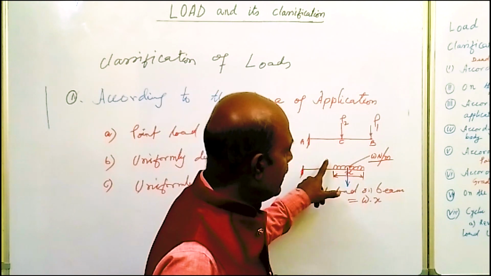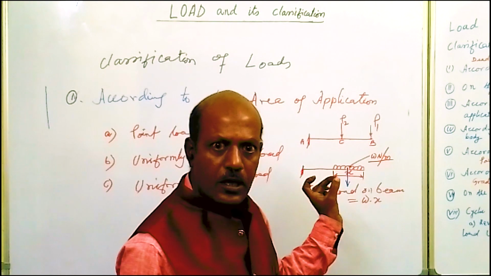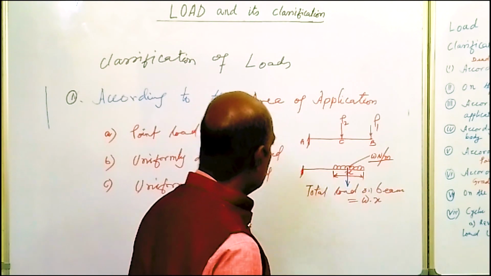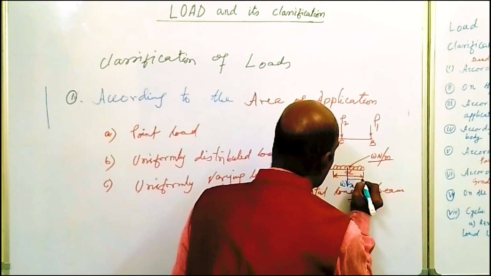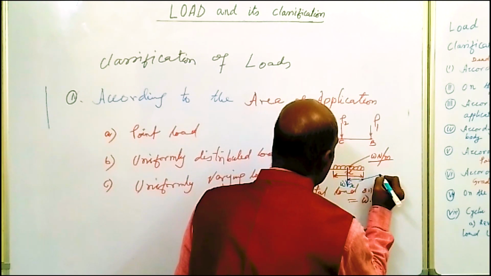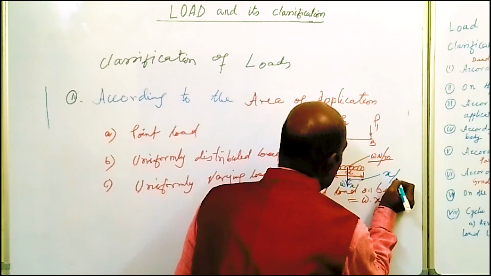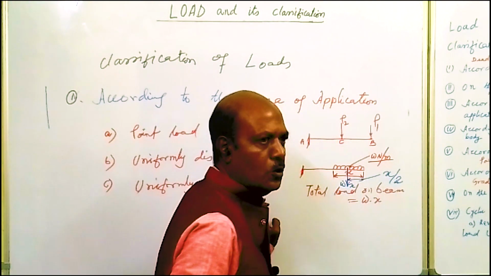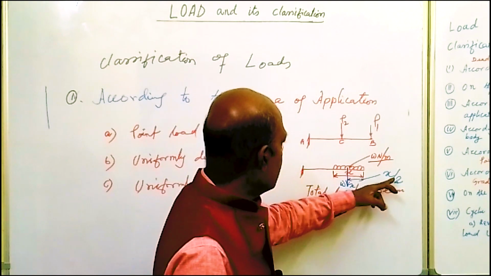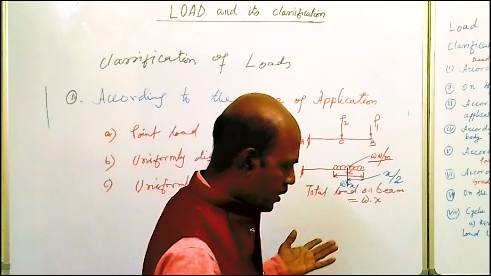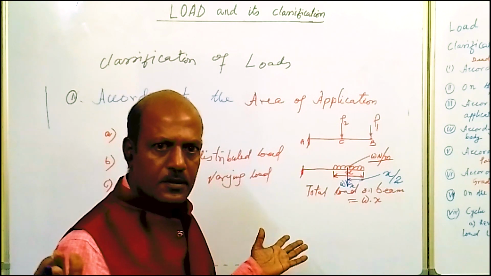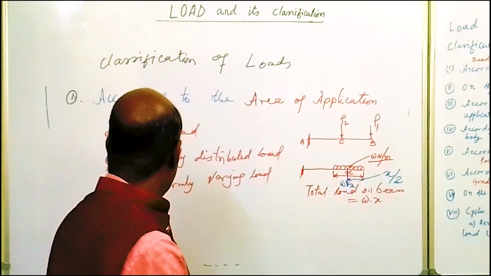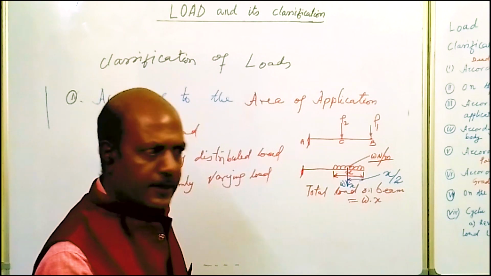If we consider uniformly distributed load as a point load, what is the magnitude? Magnitude Wx is passing through here, and the distance of the center of gravity from the free end is given by x by 2. So this calculation is most essential for shear force and bending moment calculations. Now next we will see the uniformly varying load.